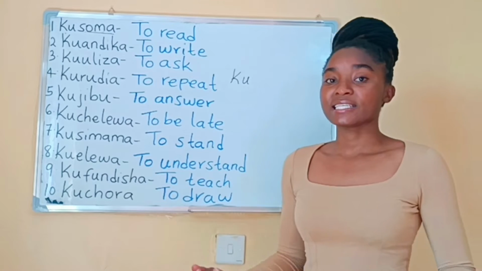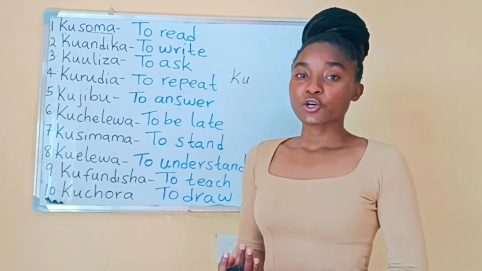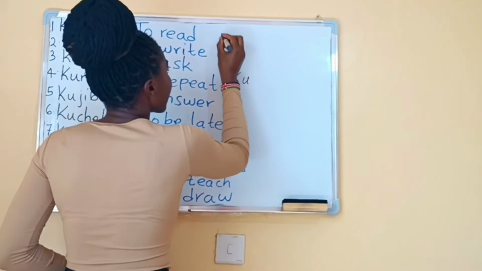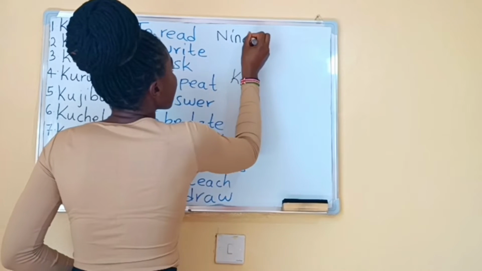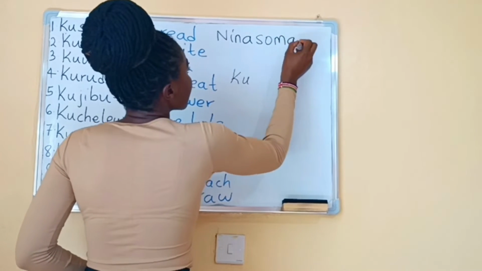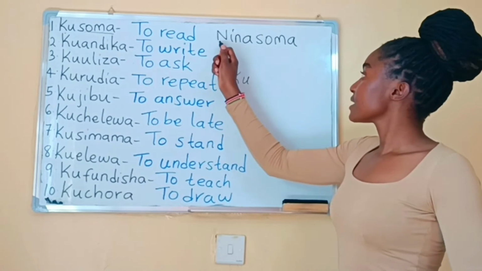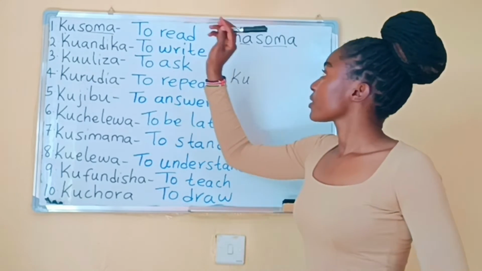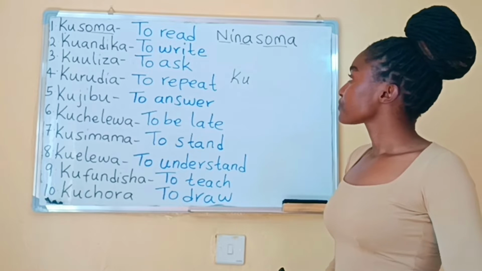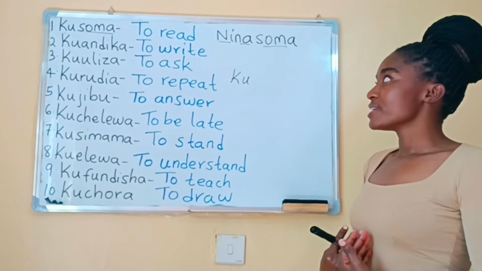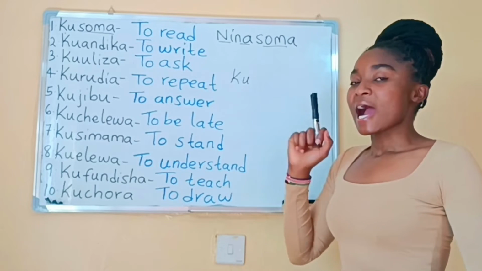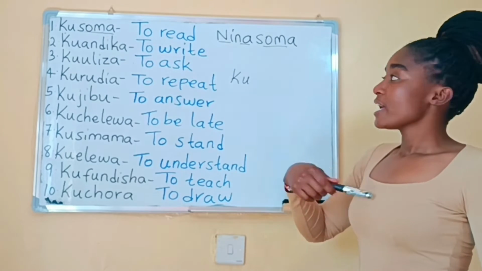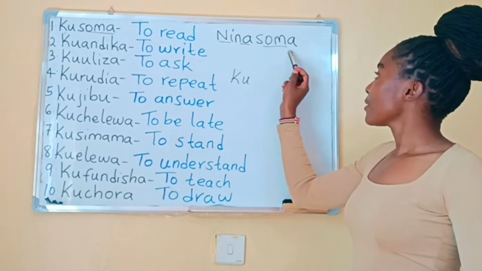So for example, in a sentence, I can say mimi ninasoma. I am reading. So I will write it like this. Ninasoma. I hope you can see it. So you realize we haven't used ku in this sentence, okay? Because I can't say I am to read, like I want to mean I'm reading. Like right now, I'm reading. So I'll say ni, I, na, present tense, soma, the verb.